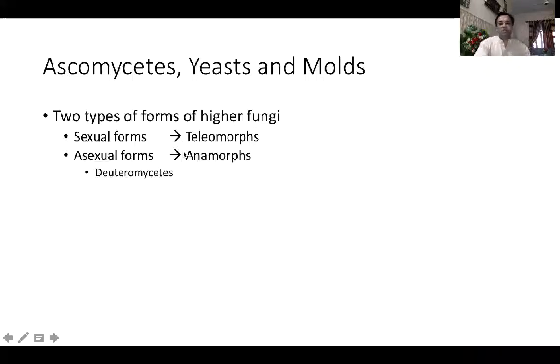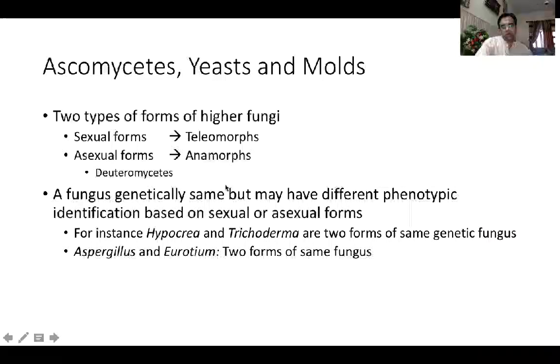But these sexual forms may have their counterparts, their asexual form, that's called anamorphs. And anamorphs are basically the asexual form of the same fungi. These asexual forms have been placed in Deuteromycetes. So here we conclude with this statement that a fungus may be genetically same but may have different phenotypic identification based on sexual or asexual forms.